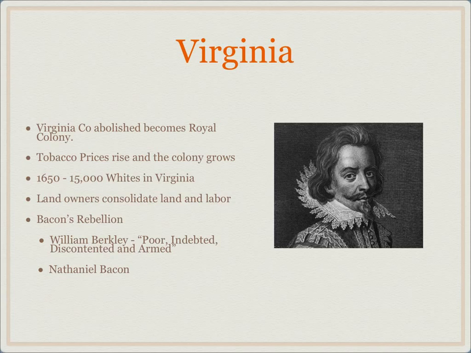Okay, so remember, and we'll talk about this more, there were three types of colonies. You had royal colonies, proprietary colonies, and charter colonies, right? And we'll look at these in class. As tobacco prices rise, people wanted to go to the colony. So by 1650, you had 15,000 people in Virginia. Clearly, this doesn't match up with my dates from earlier, but yet again, I'll look at it.